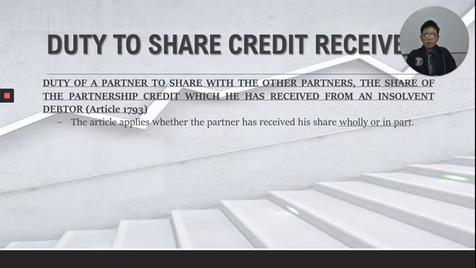Now, what happens here is that A will have to give again to the partnership what he has received from the insolvent debtor, yung kanyang share doon sa credit, and then the credit received and returned to the partnership will be shared by all of the partners. So, doon sa 3,000 na binayad nung insolvent debtor before he became insolvent should be divided amongst the 3 partners. So, tig-1,000 yung mga partners. So, remember, ito ang application ng 1793.